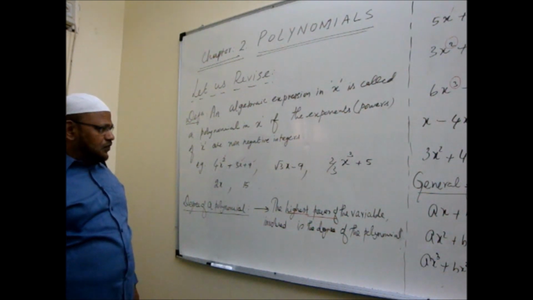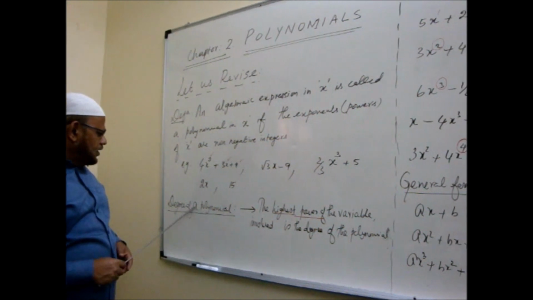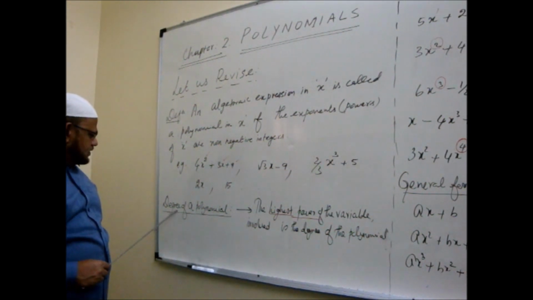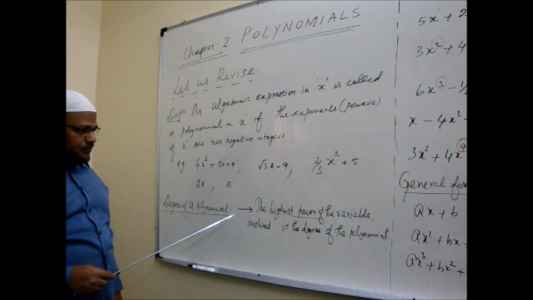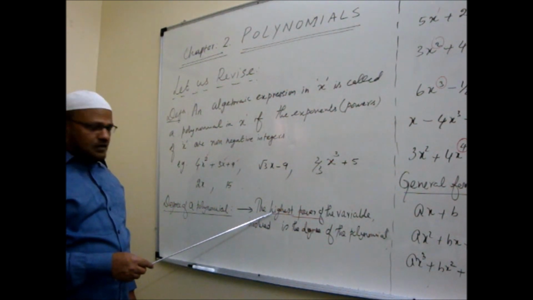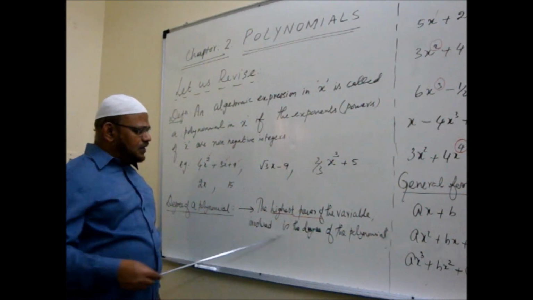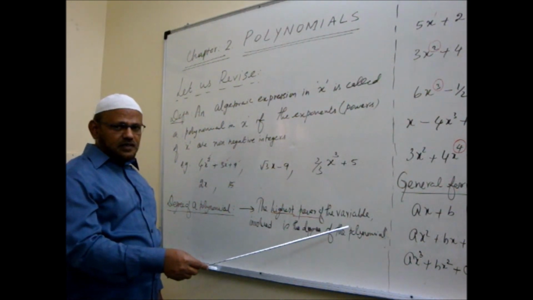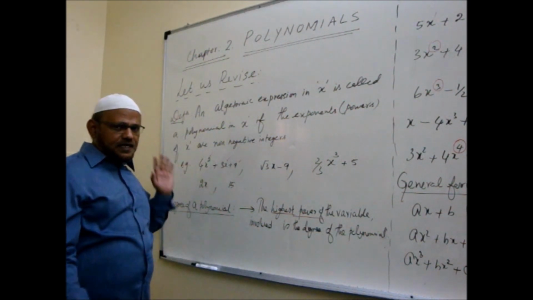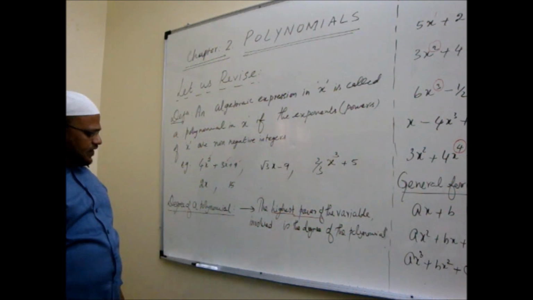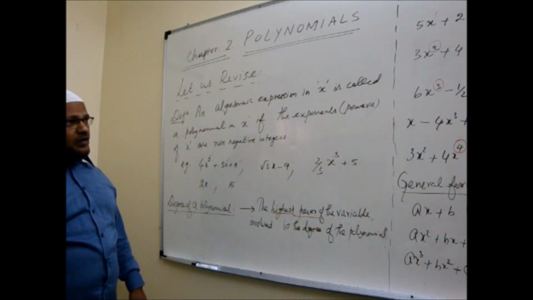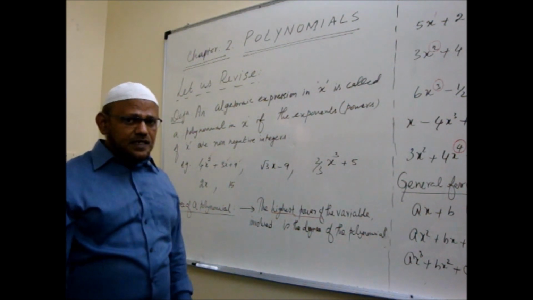Let's go to the other one. Degree of a polynomial. This is the second thing we already studied there. What is the degree of a polynomial? The highest power of the variable involved in the polynomial is its degree. The highest power of the variable involved means of x. What is the highest power of x? That is the degree of the polynomial.